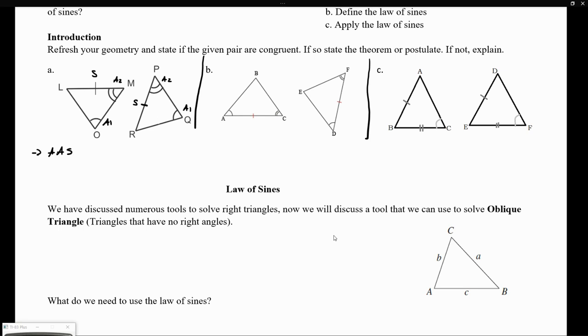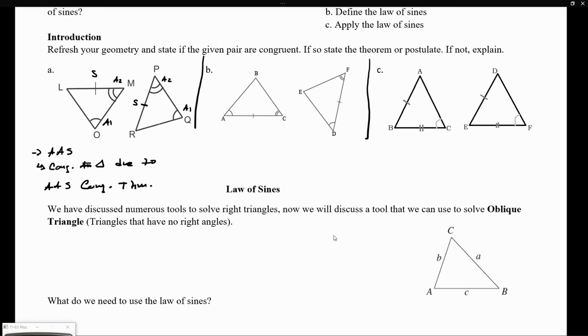Angle, angle, side. And notice that they follow the order of angle, angle, side. If you recall from geometry, this is one of those combinations that we can use to show congruency among triangles. So, at least in example A, we can show congruency of triangles due to the angle, angle, side congruency theorem.